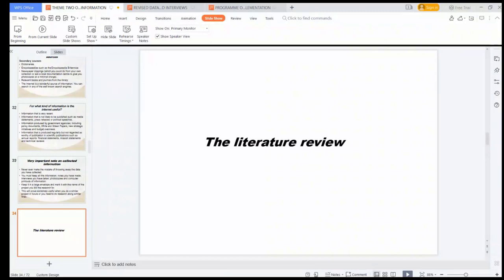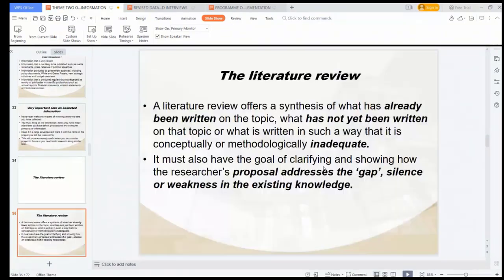David, you are muted. While David is responding, I want us to now continue and look at literature review. Here we will see why we do literature review and what literature review is. And when you want to interject, please don't shy. Do ask me questions even if I'm talking. I will pause so that we can discuss. What is literature review now?